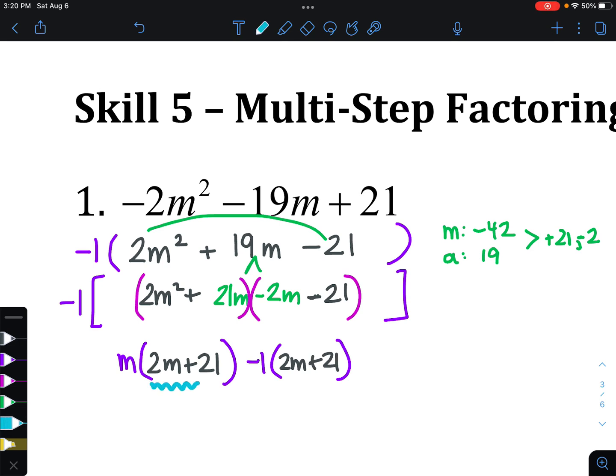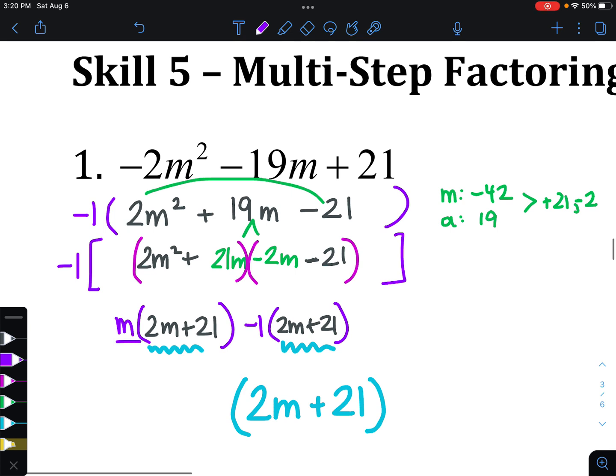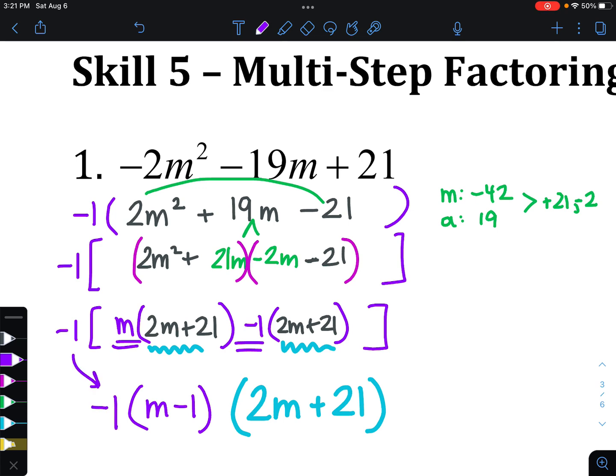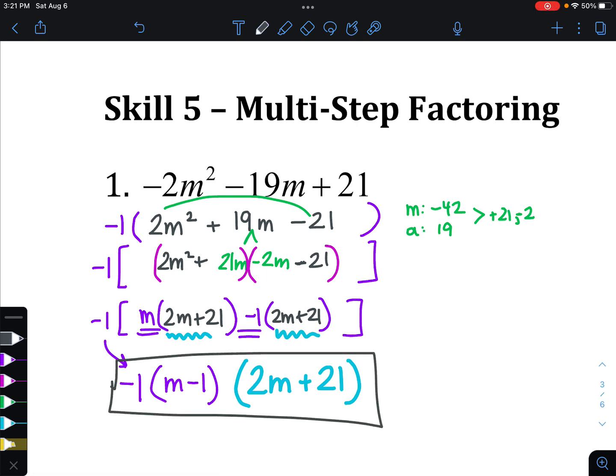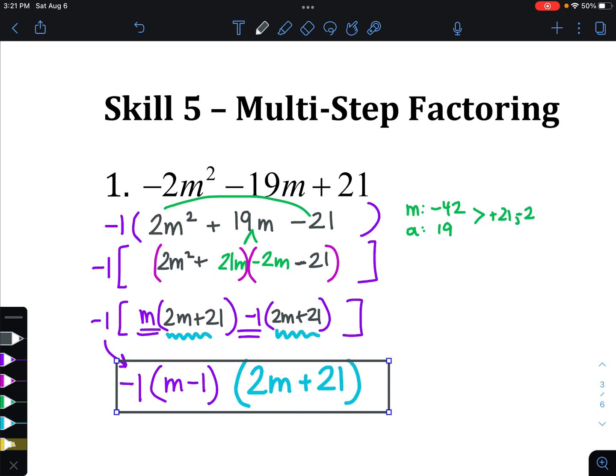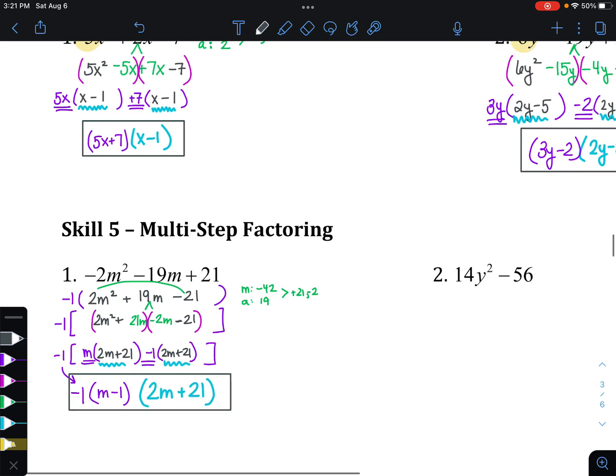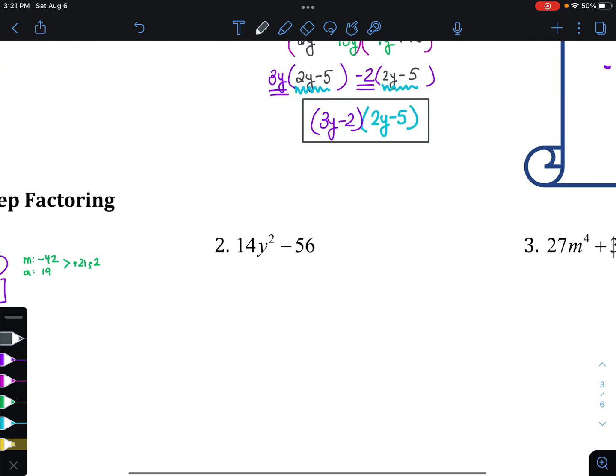Notice these guys are the same. So we have 2m plus 21, and then these two guys are the next factor, m minus 1. But then don't forget, you guys, this GCF out in front was just kind of tagging along. We're still going to write that right out in front. So all of this together gets us our final answer. Awesome. So we dealt with that negative leading coefficient, and then we did the factoring of the trinomial.